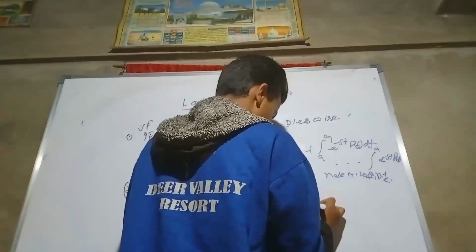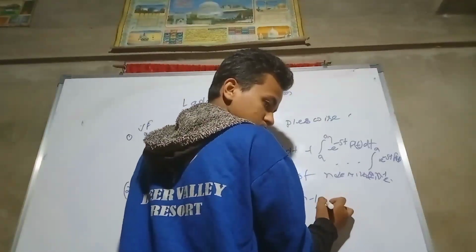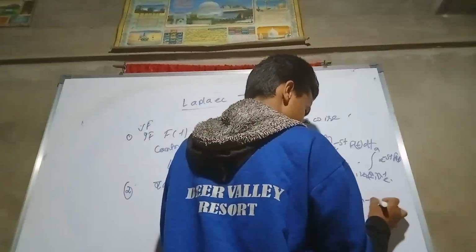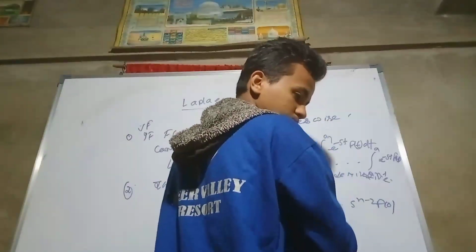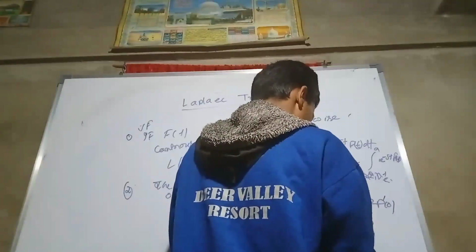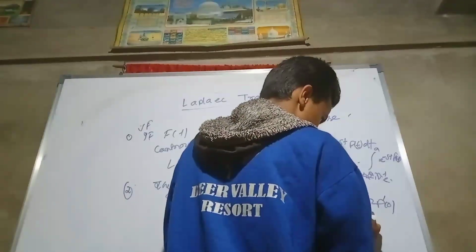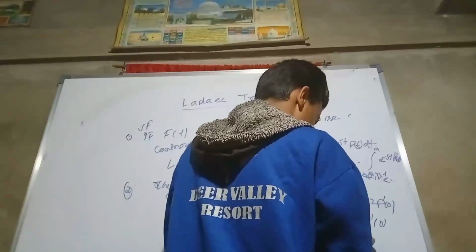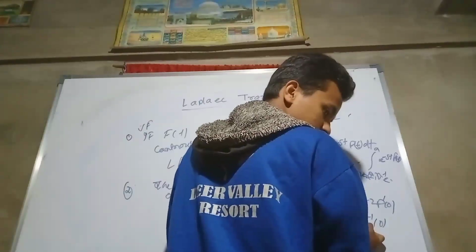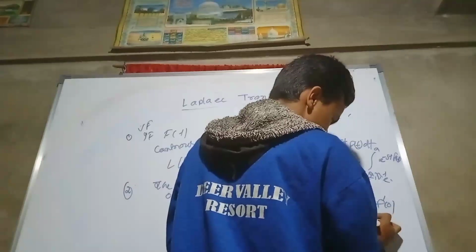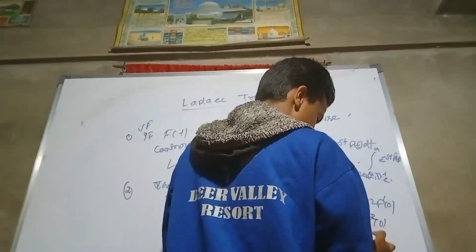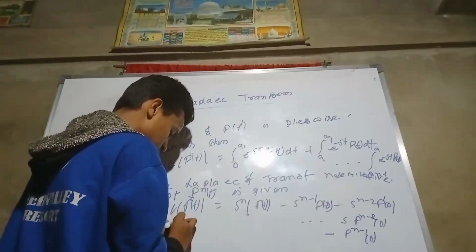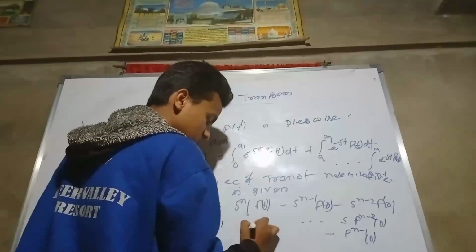minus s^(n-1) f(0), minus s^(n-2) f'(0), and so on, down to minus s f^(n-2)(0) minus f^(n-1)(0). That is our Laplace transform of the derivative. If you can prove it, you can write the proof. Proof: for n equal to 1, by PMI, you can prove it.